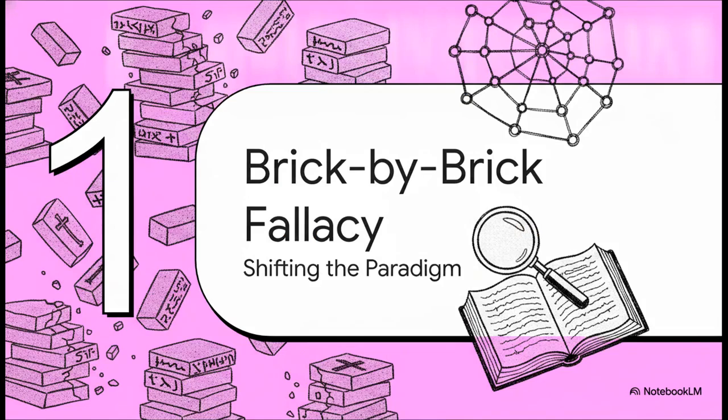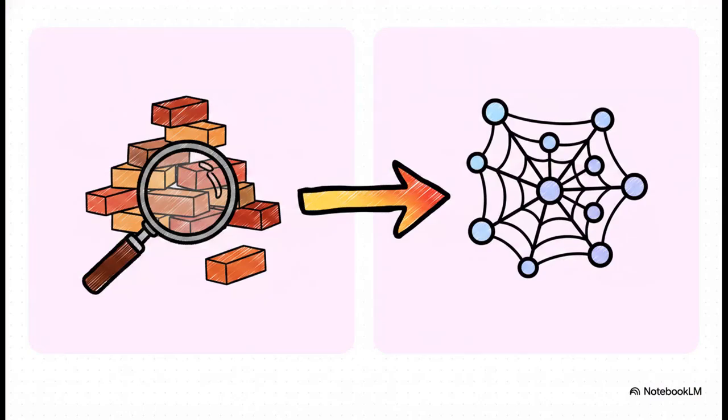Section 1. The brick-by-brick fallacy. Shifting the analytical paradigm. Before we actually learn this new method, we really need to understand exactly where our traditional reading methods are fundamentally falling short. Think about the old status quo for a second. Traditional grammar basically treats the isolated clause or sentence as the primary unit. The whole goal is accurate micro-translation, right? Just parsing verbs and nouns like they're isolated building blocks.